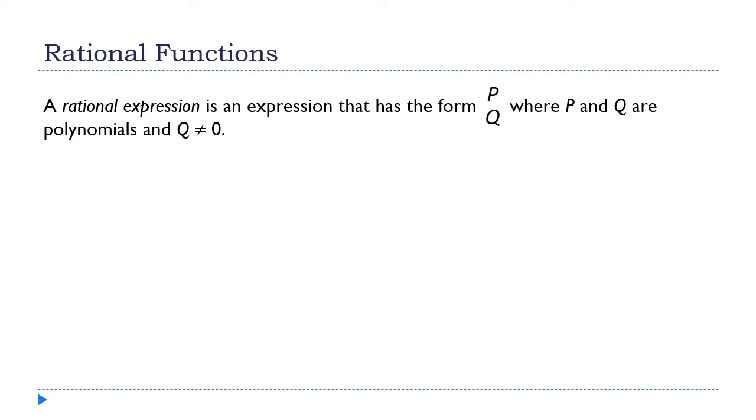All right, so first, just make sure we're all on the same page. I've got the definition here. A rational expression is an expression that has the form p over q, where p and q are polynomials. So essentially, it's one polynomial divided by another.